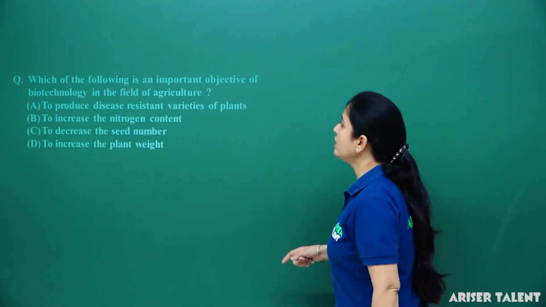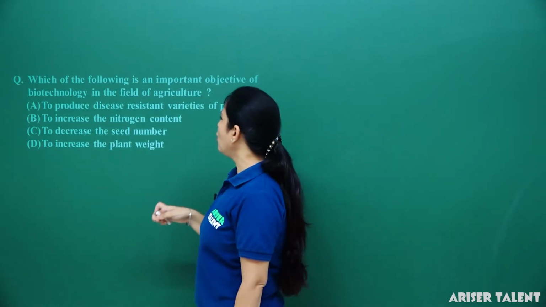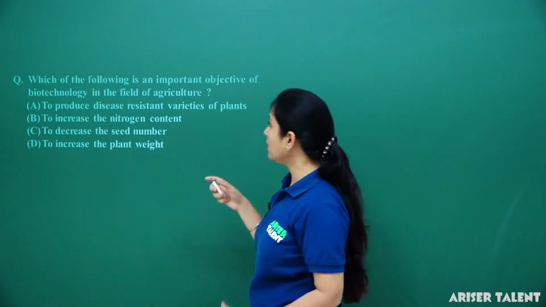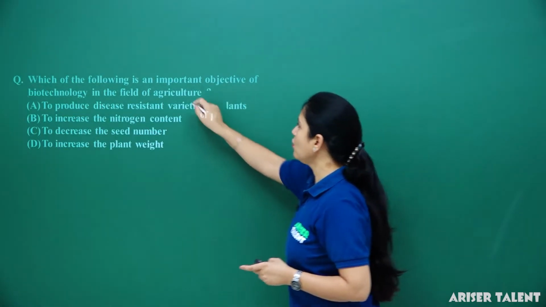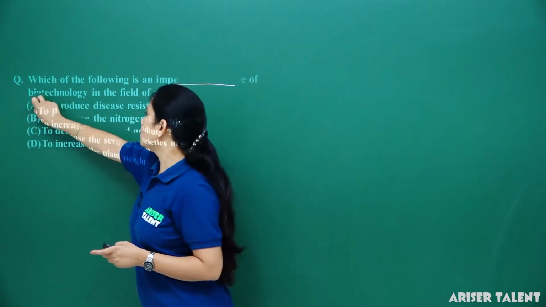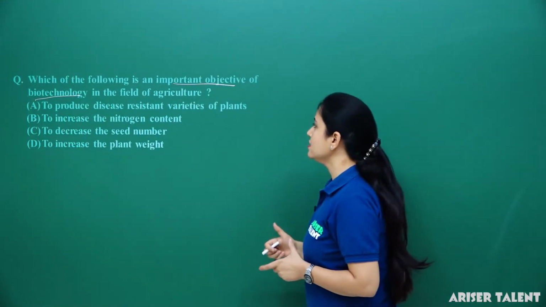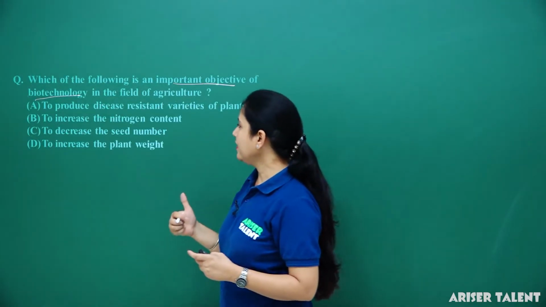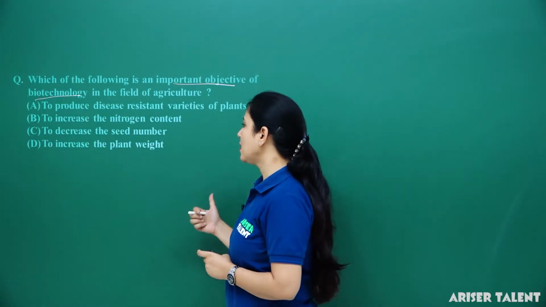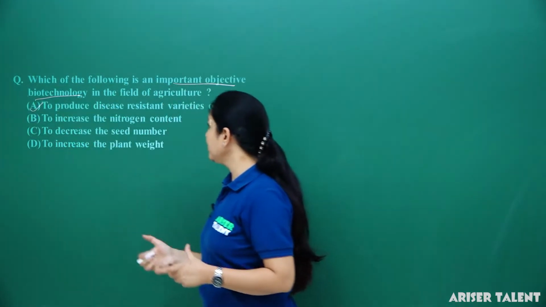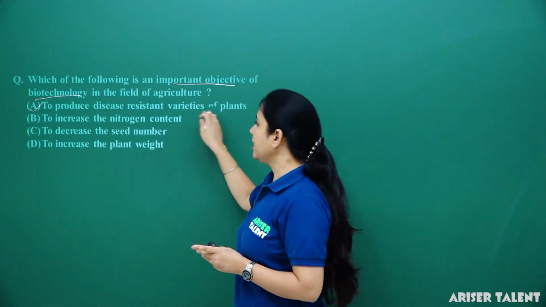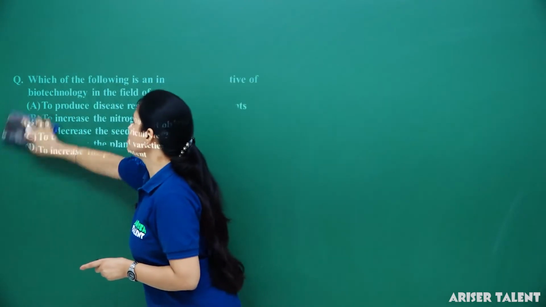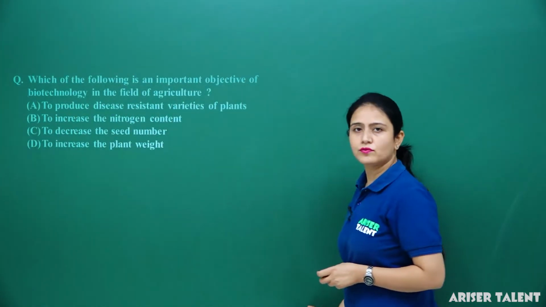Next is, which of the following is an important objective of biotechnology in the field of agriculture? Now here we are asked for the important objective of biotechnology. So what is that? To produce disease resistant variety of plants, to increase the nitrogen content, to decrease the seed number, or to increase the plant weight. So the correct option is to produce disease resistant variety of plant. Okay, that is the reason biotechnology is used, to produce disease resistant varieties of plants. Option A.